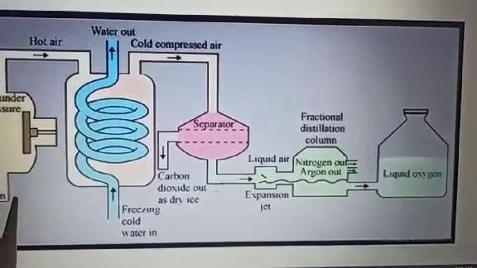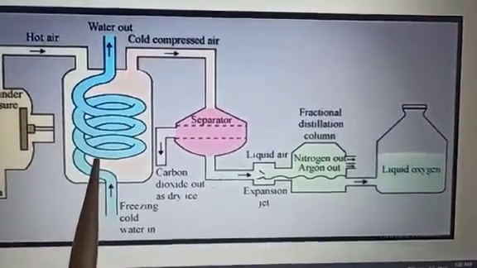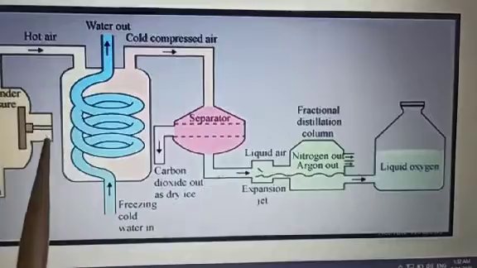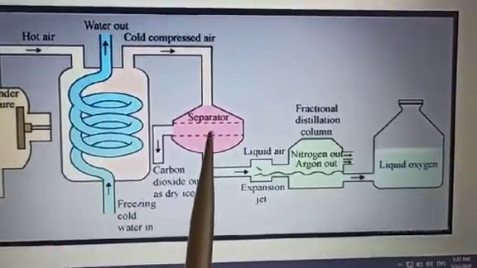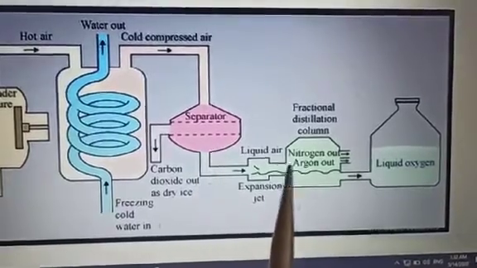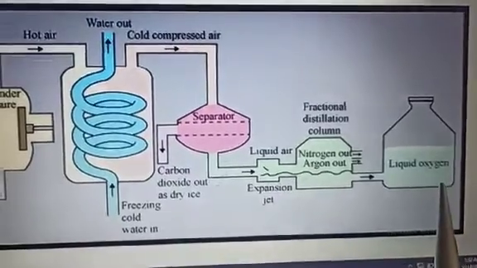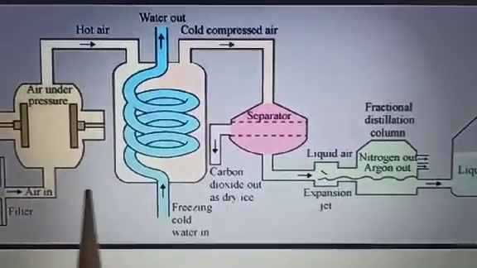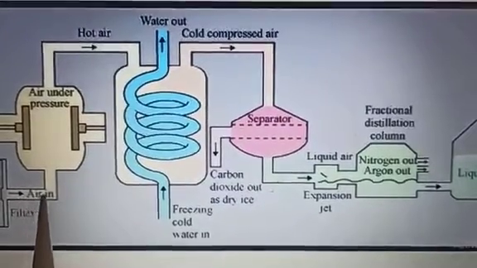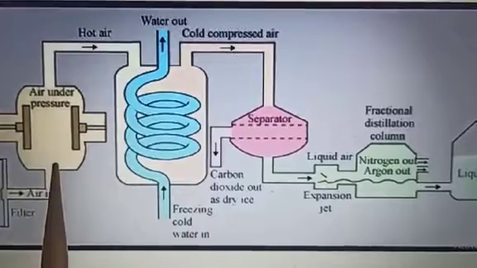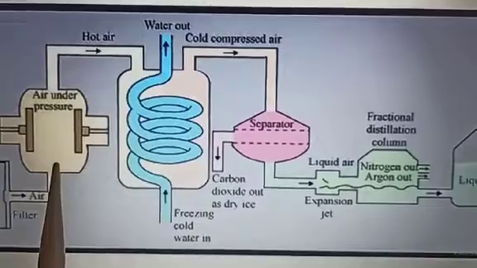These are the filters. You can see this is one chamber where the air is cooled. This is another column where air is under pressure. In this the air is cooled, and then these are the separators. Then here is the fractionating column, and this is the jar where the liquid oxygen will be collected. So you can see that first of all the filtered air is moving into this jar where the air is allowed to be under pressure.